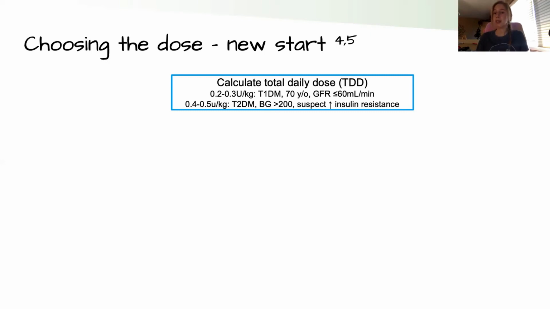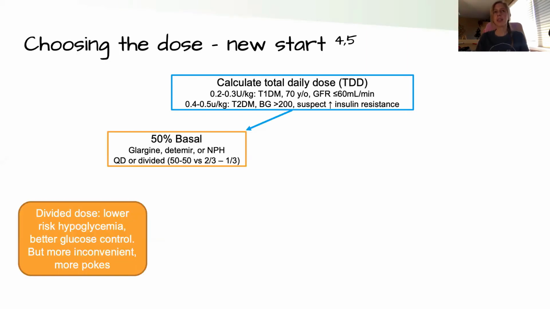If you suspect just from their clinical picture that they have high insulin resistance or metabolic syndrome, those would all be reasons to have a higher dose of insulin to start on the 0.4 to 0.5 range. You're then going to split that total daily dose into 50%, which is going to be your basal dose. So that's going to be your glargine, detemir, or NPH, depending on what's your formulary.